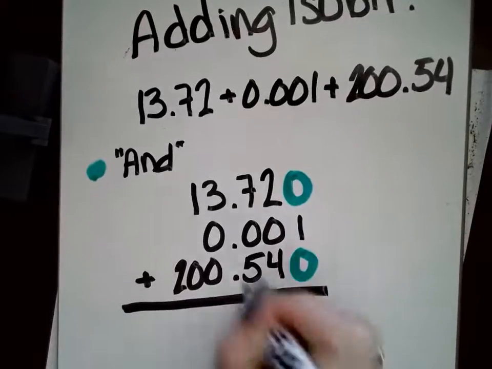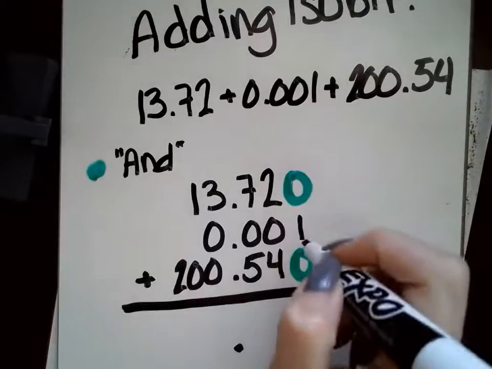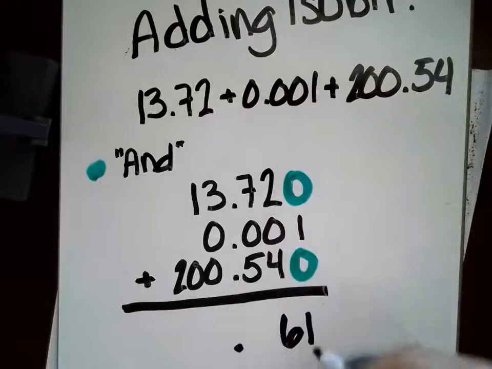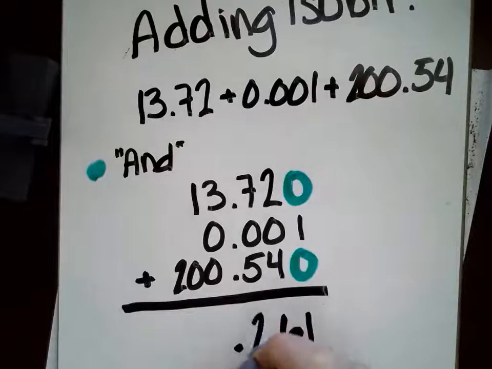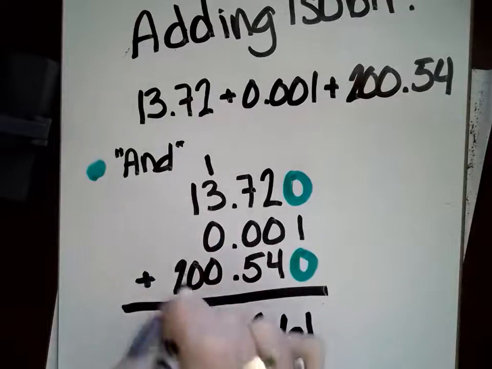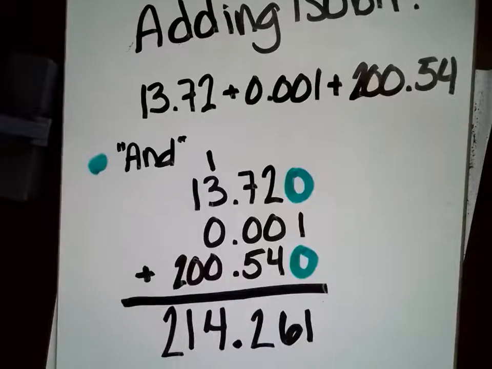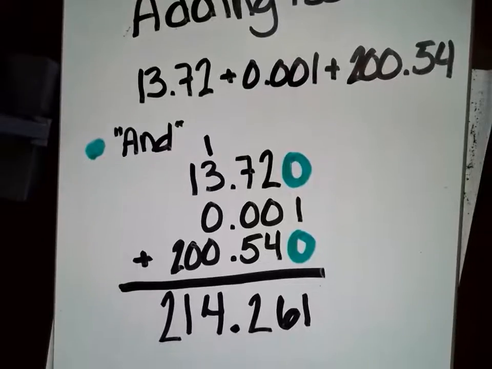Just bring the decimal point right down directly under the numbers. And we add as normal. 0 plus 1 plus 0 is 1. 2 plus 0 plus 4 is 6. 7 plus 5 is 12. So we have our 2 in the hundredths place. Carry the 1. 1 plus 3 plus 0 plus 0 is 4. 1 plus 0 is 1. And then we have 0 plus 0 plus 2 is 2, giving 214. So we have 214 and 261 thousandths.